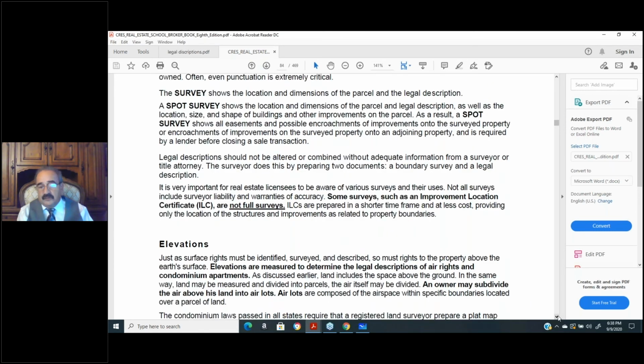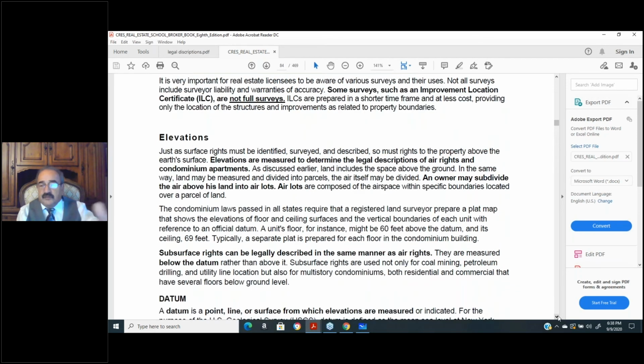Now, let's talk about elevations on this next page here. It says here, and you can highlight, put an X by these next 3 paragraphs. Elevations. Just as surface rights must be identified, surveyed, and described, so must be the rights of property above the Earth's surface. Elevations are measured to determine the height or to determine the legal description of air rights, like in a condominium apartment building. I told you, when you own a condo, what you own is from the paint on one wall to the paint on the other wall, from the floor to the ceiling. You get a deed that describes the airspace.